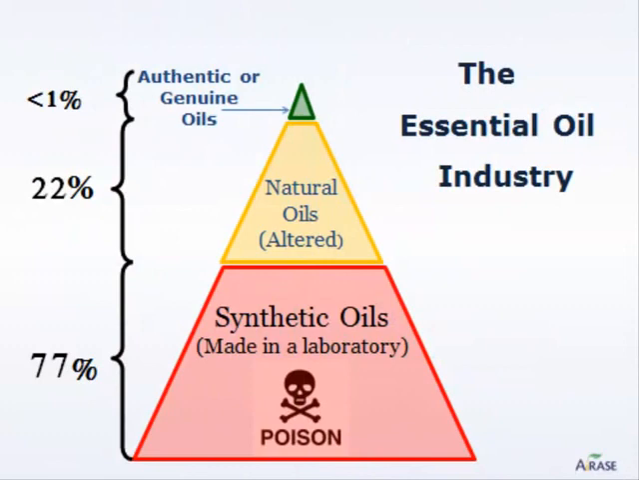It is important to understand what is happening in the essential oil industry. Synthetic oils that are made in a laboratory are poison to the body. With 77%, these oils represent a large percentage of the essential oil industry. There are also natural oils that are altered or adulterated with fillers and chemicals. This represents 22% of the industry. Authentic or genuine oils make up less than 1% of the industry. As you can see, there is a real challenge to protect the genuine essential oils and educate the masses to the dangers of altered and synthetic essential oils.